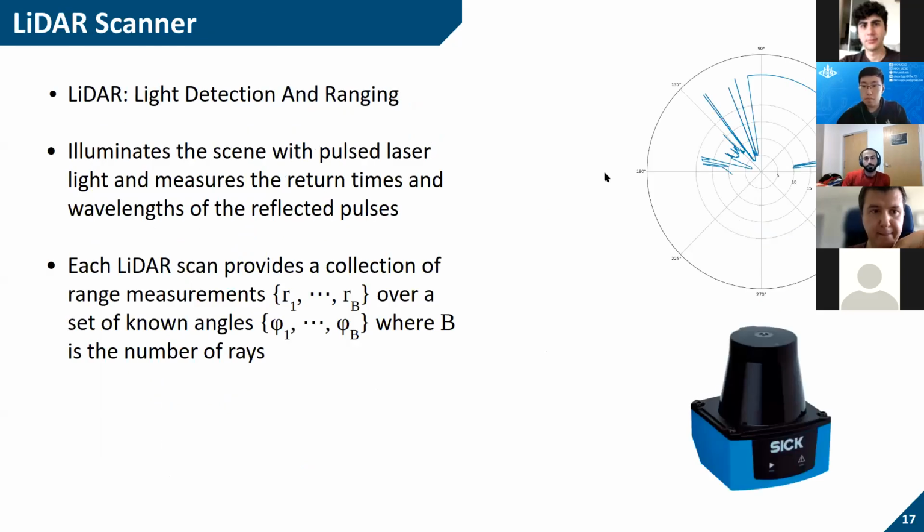So let's talk about the LiDAR scanner. LiDAR stands for light detection and ranging. How a LiDAR scanner works is basically it radiates pulsed laser light and measures the time of return and the frequency of the reflected pulses in order to estimate the range of the emitted light, in order to get some kind of depth estimation. What we are more interested in from a computational point of view is the output of the LiDAR scanner, which is basically a bunch of range measurements with their corresponding angles.